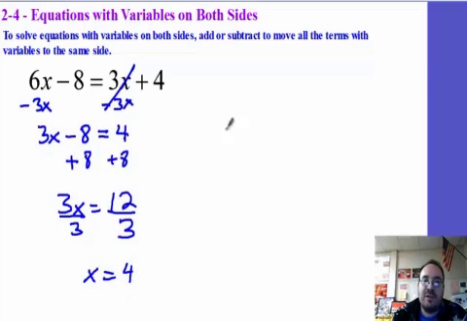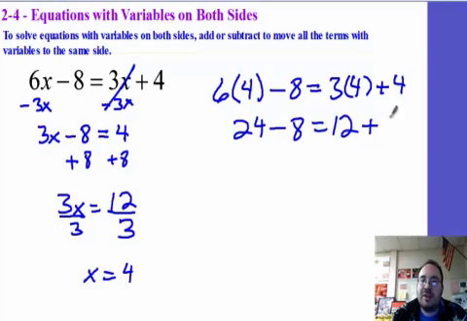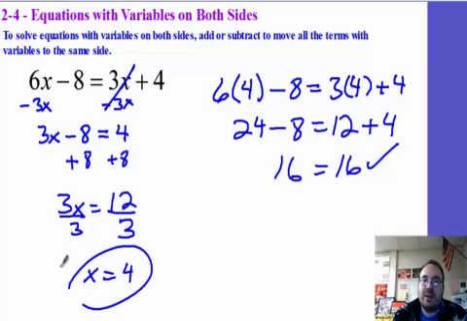So I hope you found this helpful. If you want to plug it back in and check it, you can do that. So I'm just going to rewrite the original problem. And I'm going to leave a space where the x was, and in that space I'm going to plug in a 4. And then I get 24 minus 8, and over here I get 12 plus 4, and that gives me 16 equals 16. So it's a true statement, and that means that my answer was correct. So I hope you enjoyed this one.